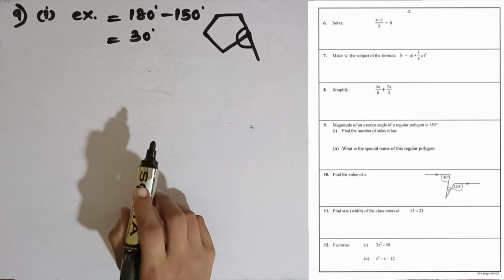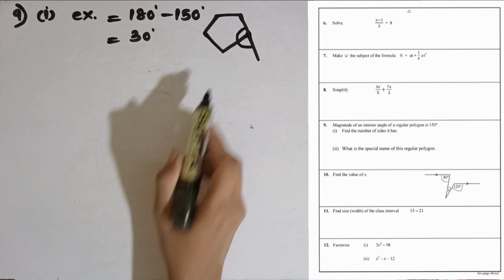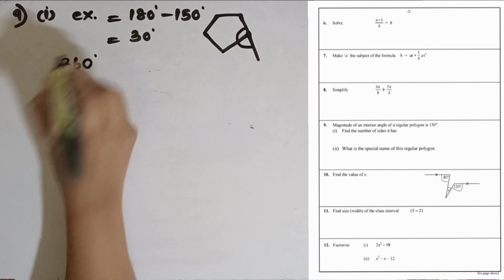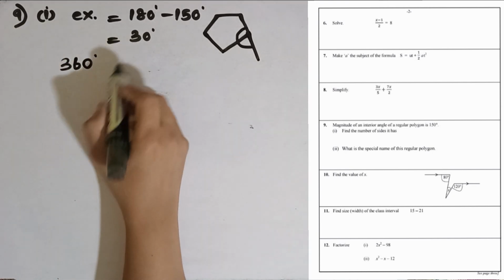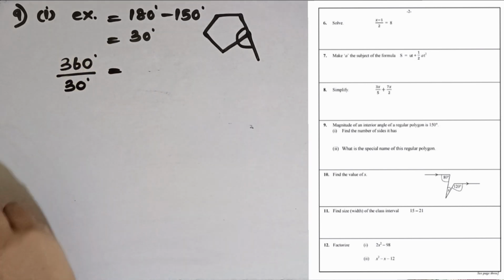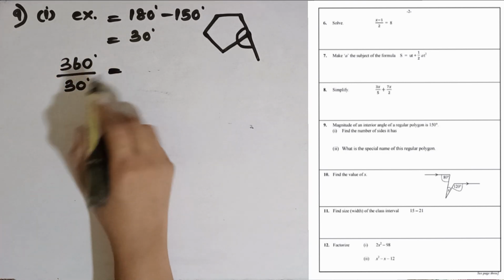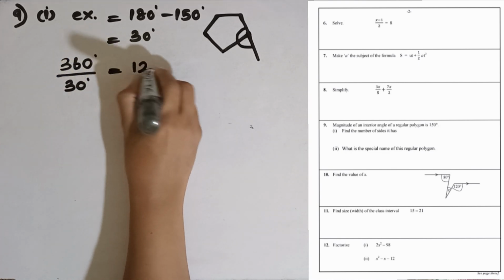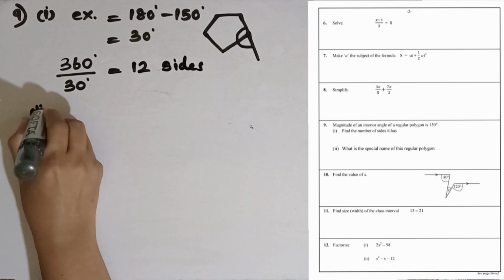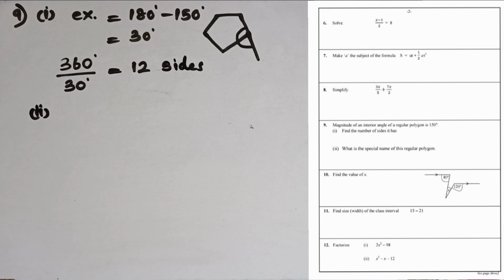So we can find the number of sides in each regular polygon. The sum of the exterior angles equals 360 degrees. So the sum of the exterior angles is 360. The magnitude of one exterior angle is 30. Now we can find the number of sides here. Number of angles is equal to the number of sides. So 12 sides are there. Then the second part: what is the special name of this regular polygon? This has 12 sides. A regular polygon with 12 sides is the dodecagon.